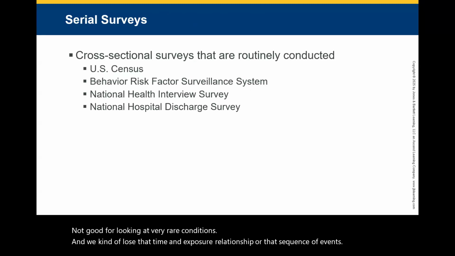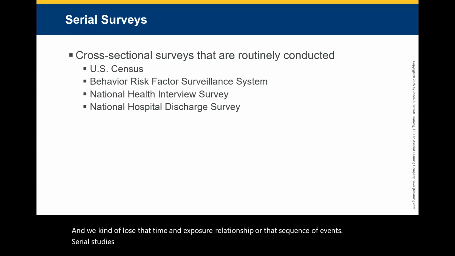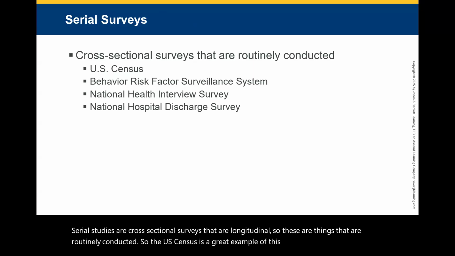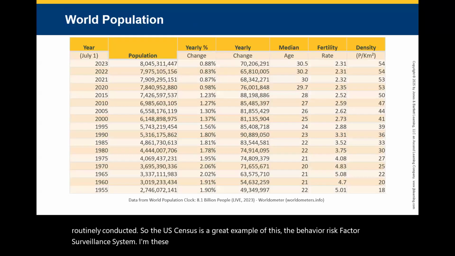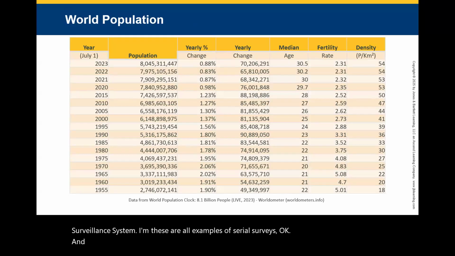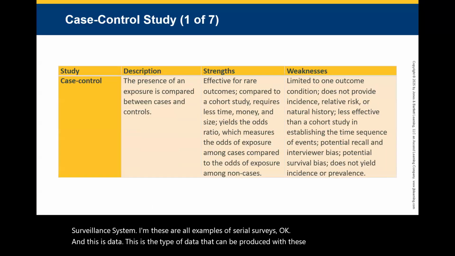Serial studies are cross-sectional surveys that are longitudinal. So these are things that are routinely conducted. The US Census is a great example of this. The Behavioral Risk Factor Surveillance System. These are all examples of serial surveys, okay? And this is the type of data that can be produced with these kinds of serial studies.